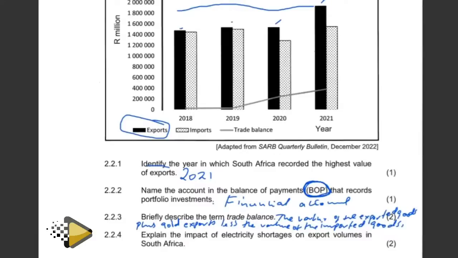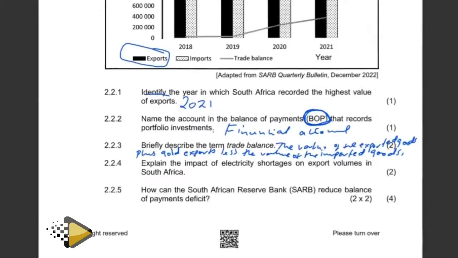So now let's move on to the next question, grade 12s. The next question we have is 2.2.4, and it reads as follows: Explain the impact of electricity shortages on export volumes in South Africa. So grade 12, if you still remember, the moment we refer to exports, we take into account the selling of goods and services that have been locally produced in that particular economy, but instead of being consumed in that economy, they are now being sold to the rest of the world, meaning they are being sold to other countries.